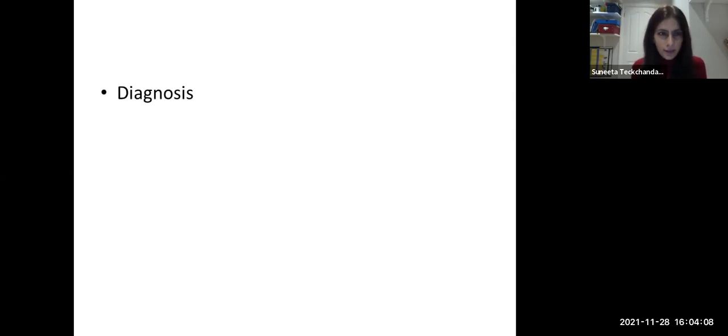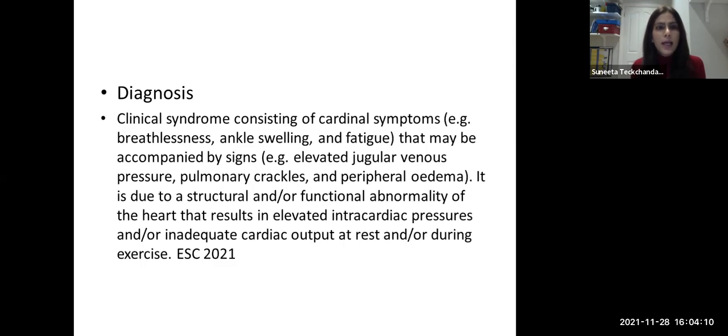Now, ESC, if you press enter again, Mansoor, please. ESC has endorsed the definition of heart failure. More or less, it's a clinical syndrome consisting of the symptoms which our patient presented with, accompanied by the signs which we picked up on, and it is due to a structural and functional abnormality of the heart that results in elevated intracardiac pressures or inadequate cardiac output at rest or during exercise. And enter, please. So what next tests would you consider in this patient?